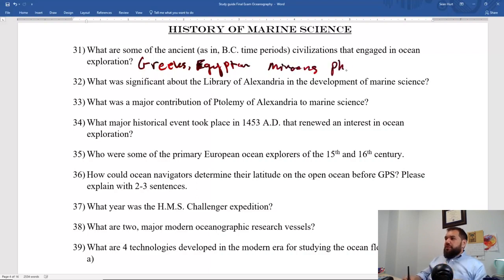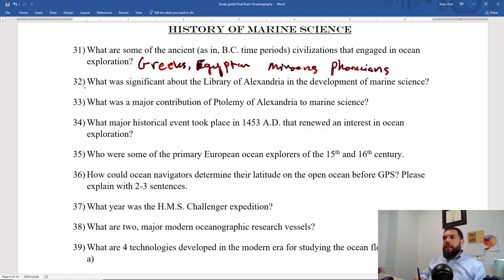Also the Phoenicians. The Phoenicians were a civilization similar to, maybe from the Bible, you maybe heard the Philistines. There's a similarity between those two cultures. They were living on the eastern coast of the Mediterranean, in what is modern-day Israel, or Palestine.